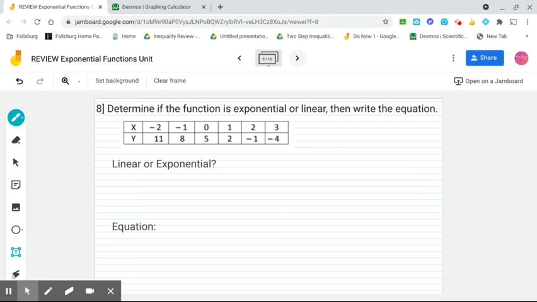Okay, we have another one. Is it exponential or is it linear? And then we're writing the equation. So to go from 11 to 8 to 5 to 2, we have to figure out what the pattern is. And it looks like we are subtracting by 3 each time. Okay, so since we are subtracting, or you can say adding a negative, it is linear.